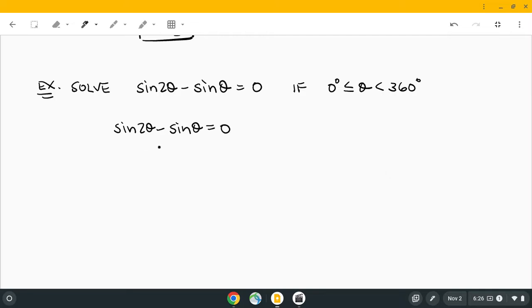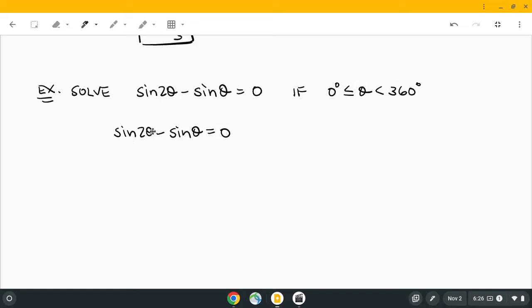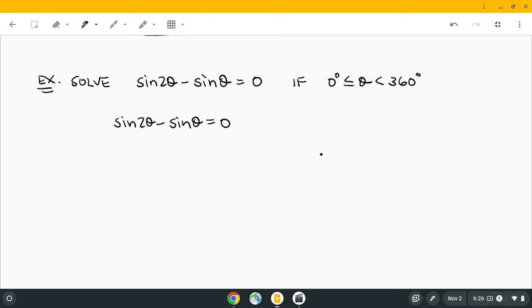Okay, so we have the same trig function here, but what's different about this is that this is a 2 theta and this is a theta. Okay, so we've dealt with 2 theta when we had a double angle. Okay, so that's what I'm going to use. So right here, we're going to use the double angle formula to rewrite that. Okay.